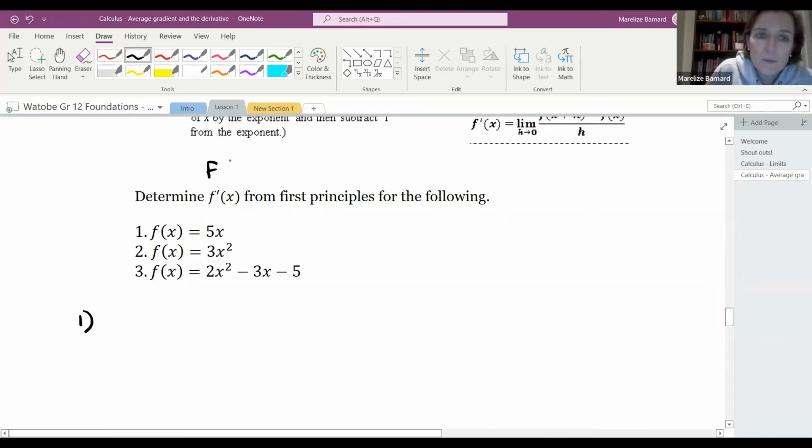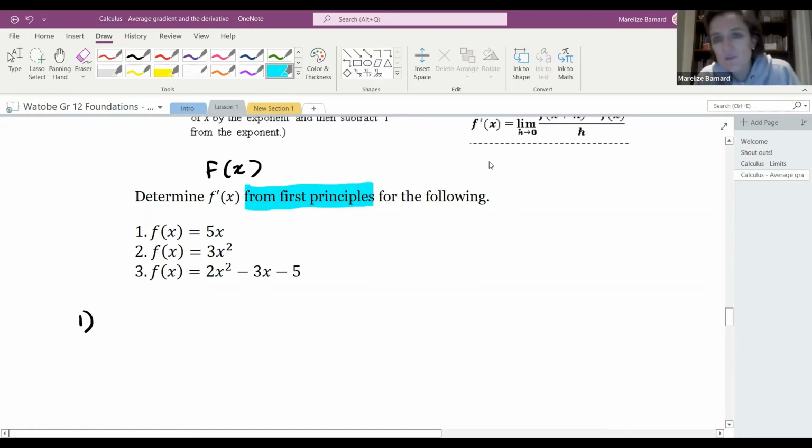We've all been seeing f of x, that's function notation. Now with that little dash with it, that indicates that we are finding the derivative from first principles. So only use this formula when you are doing first principles, not just when they say differentiate, only when you are told to use it. Okay, so our f of x is 5x.